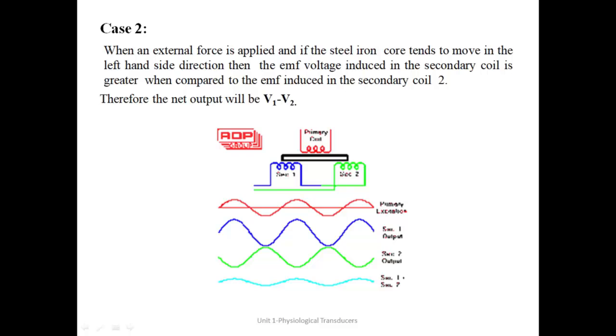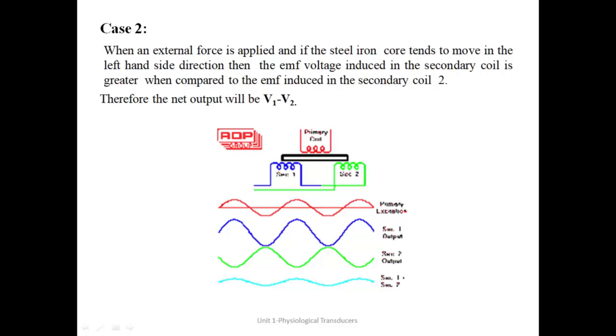That means the voltage developed in secondary 1 is high in magnitude as compared to the voltage that we are getting in secondary 2. And since they are opposite in polarity, the output that we are going to get is V1 minus V2. Now this is not 0. You are getting some value. If you see the cyan colored line, some slight curves you can see. That means there is some voltage coming at the output now.